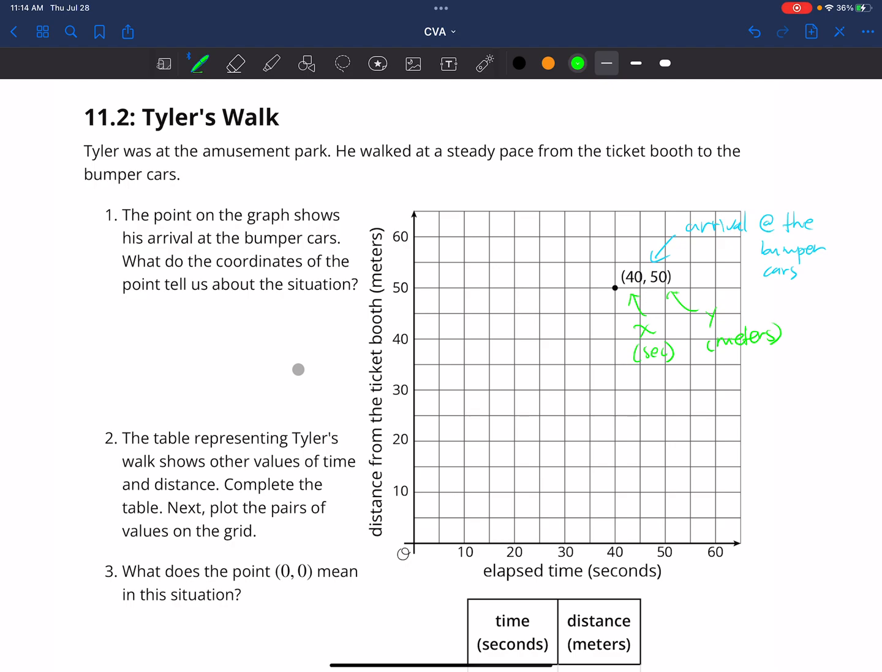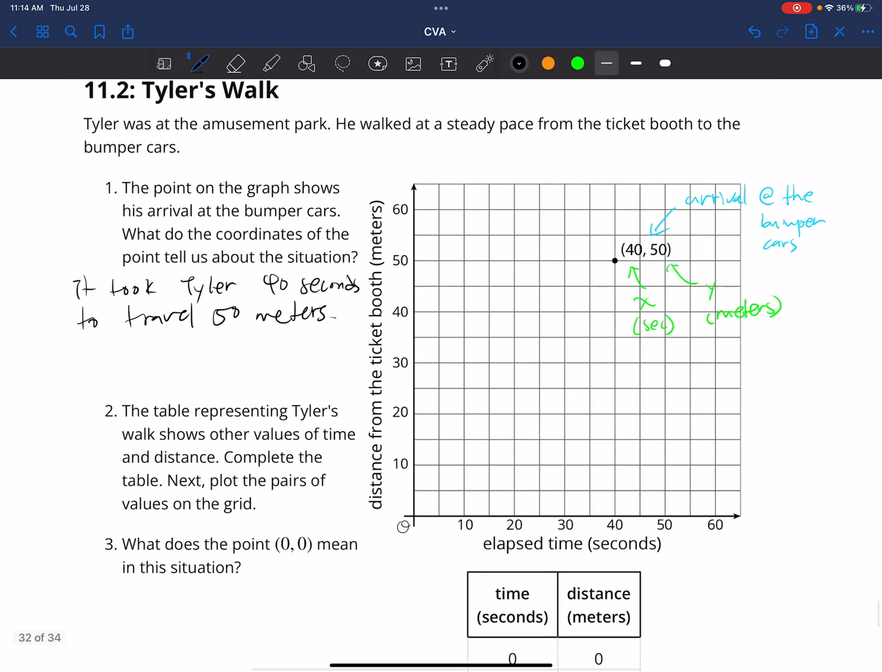Okay, so this means it took Tyler 40 seconds to travel 50 meters to the bumper cars.